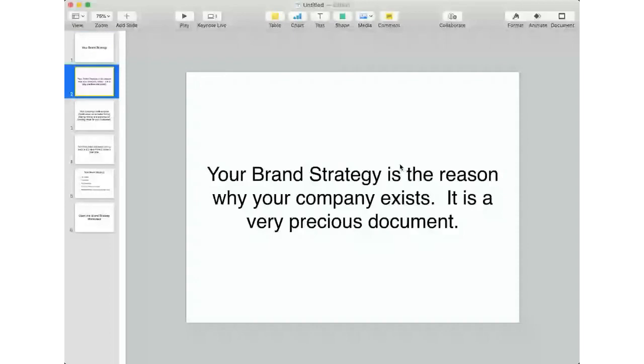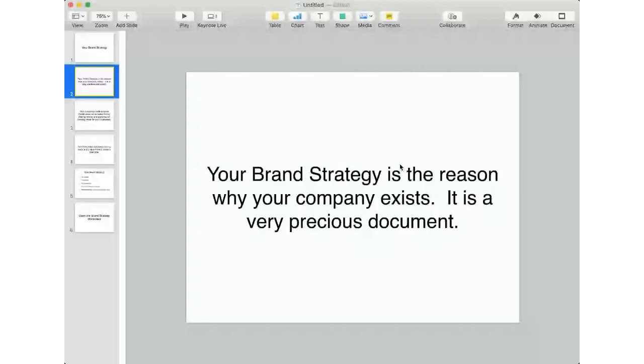So your brand strategy is the reason why your company exists. It's the reason why your company exists. It doesn't exist for any other reason other than for that brand strategy. And that's very different than a lot of things that people have thought and bought into to be the brand strategy. We're laying a foundation right now, and this is a very, very important foundation that needs to be laid in order for you to be effective in doing the work that you are going to do in the world.